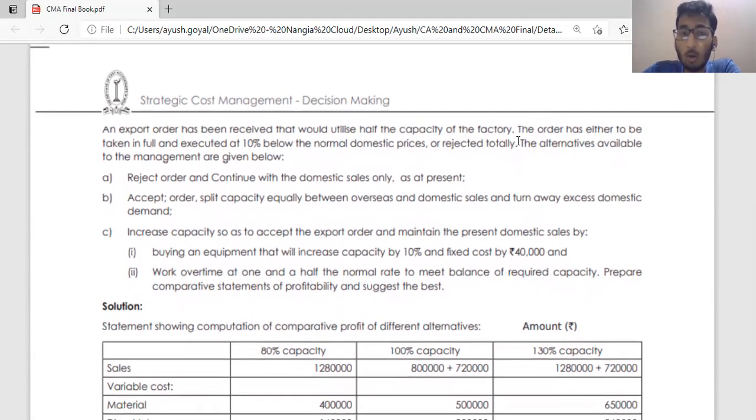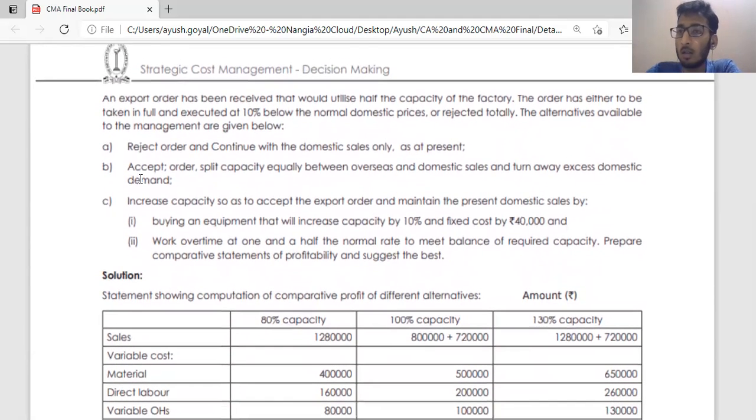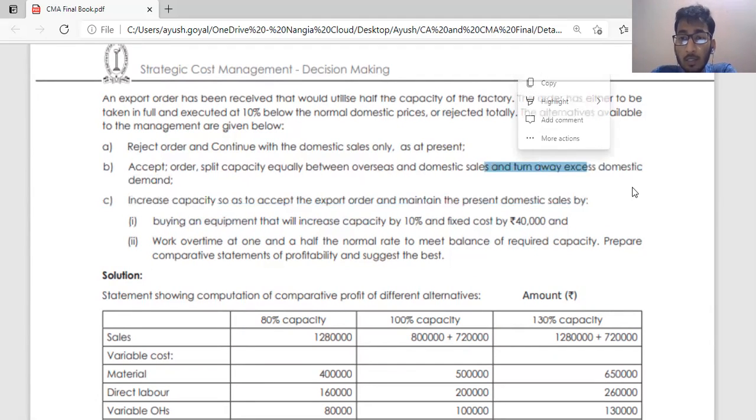Okay, the alternatives available to management are as below. Either you can reject the order and continue with the domestic sale, which you are doing currently. The second thing available to management is that you can accept the order and split capacity equally between the overseas and domestic sale. So if you accept it, you need to devote 50% of the capacity for the export order and the 50% balance you can use for domestic. And turn away excess domestic demand.